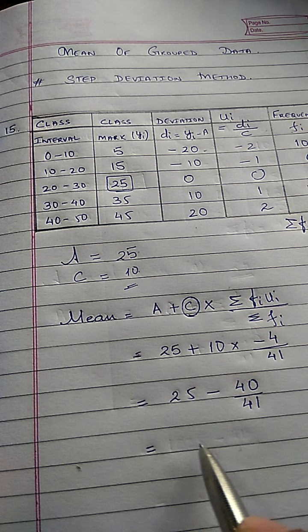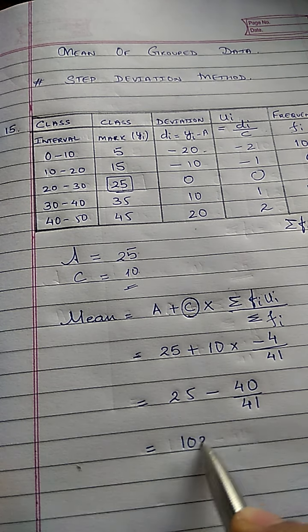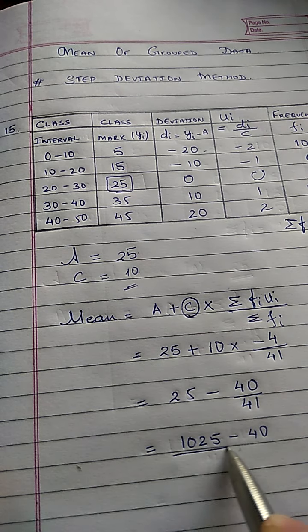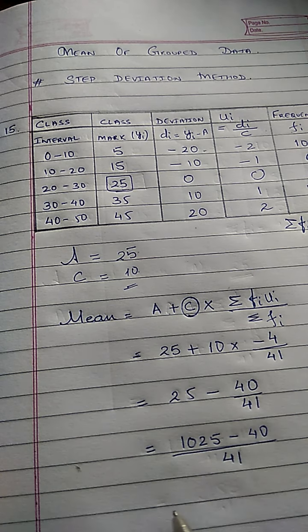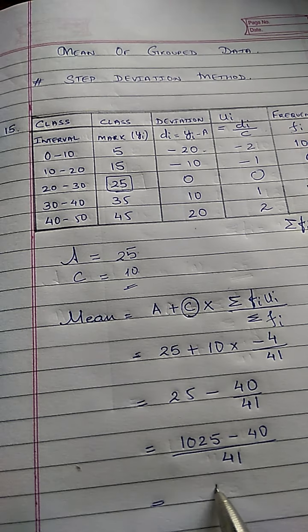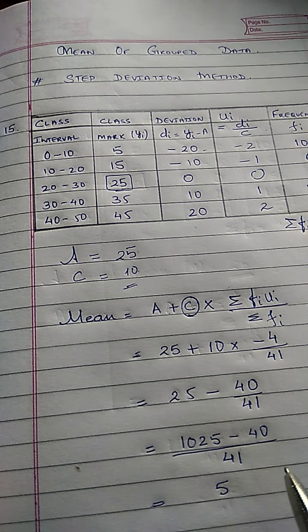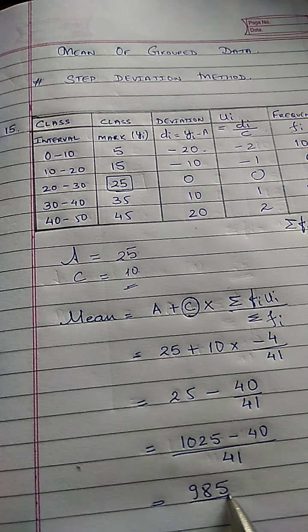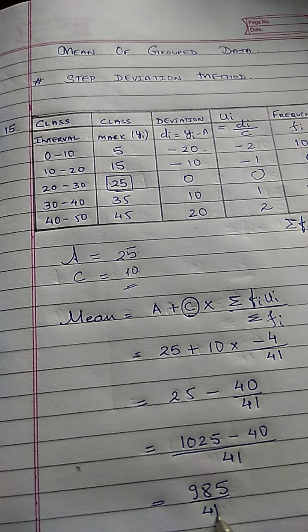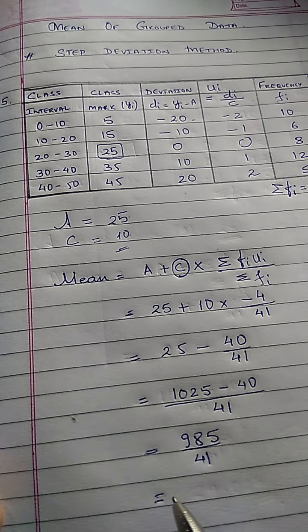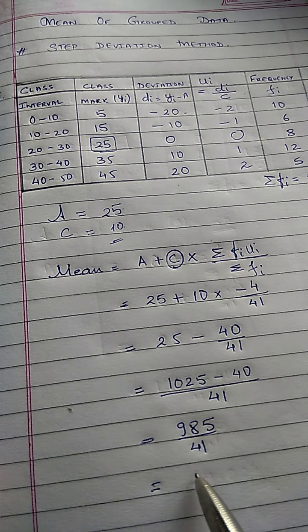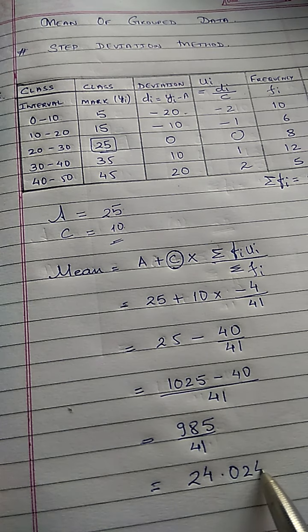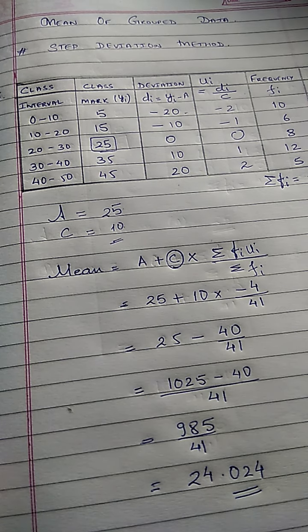41 into 25 will give us 1025 minus 40 divided by 41. So when we subtract, 5 minus 0 is 5, and 12 minus 4 is 8. 9 is left here, divided by 41. So when we divide 985 by 41, then we again get 24.024, which is the required mean.